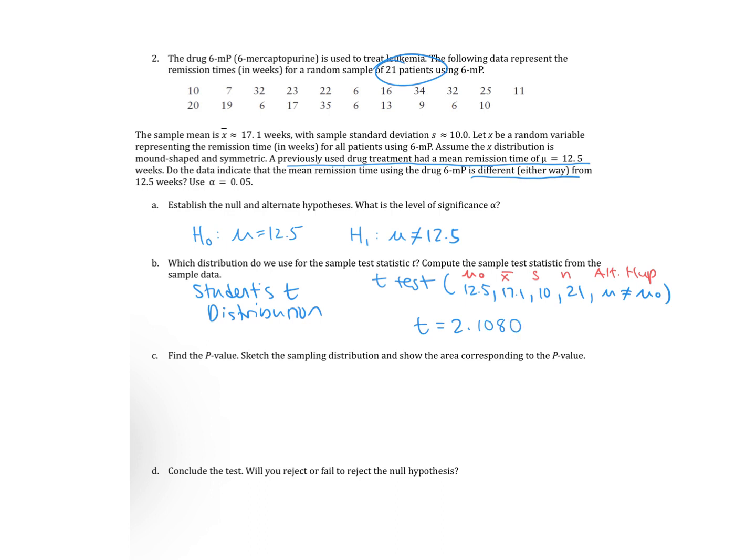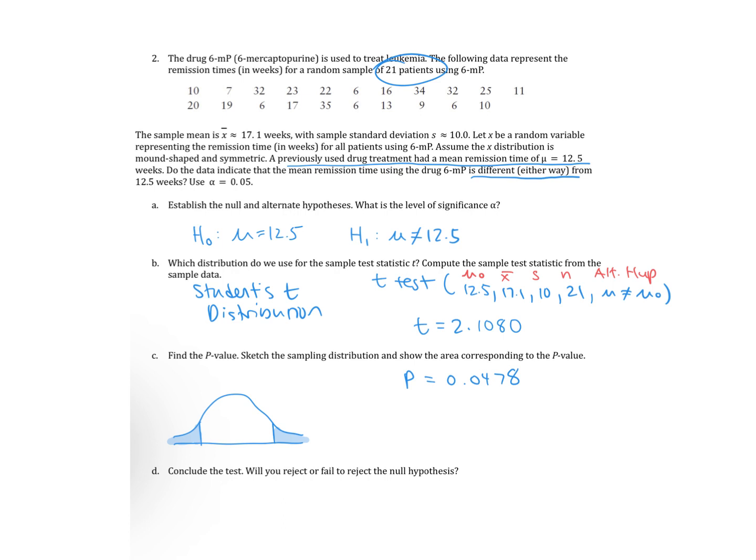And it also gives us the p-value. P equals 0.0478. And to draw the distribution, it's a two-tailed distribution because we did mu not equal to 12.5.